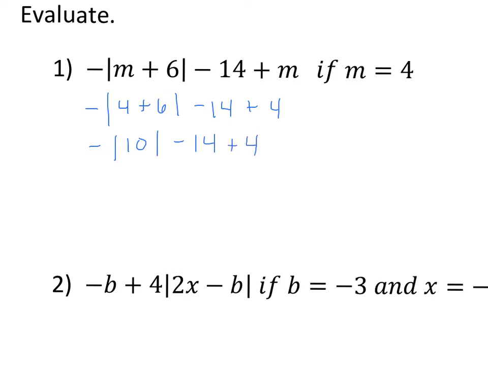Now, the absolute value of 10 is 10, but this negative right here is just going to drop down. So I'm going to have negative 10 minus 14 plus 4. All right, so negative 10 minus 14 is negative 24, plus 4 is negative 20. And that's going to be my answer. All right, okay, let's take a look at another one here.